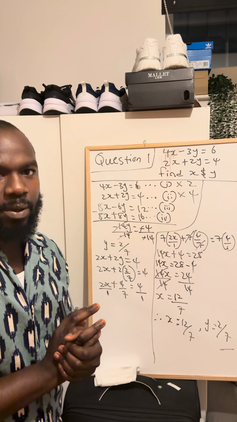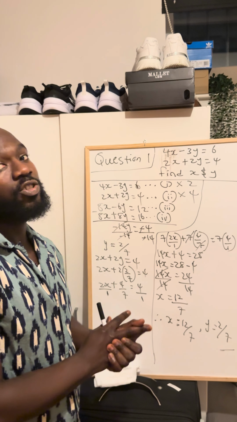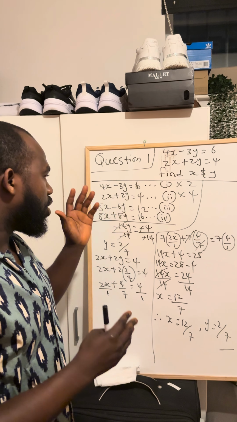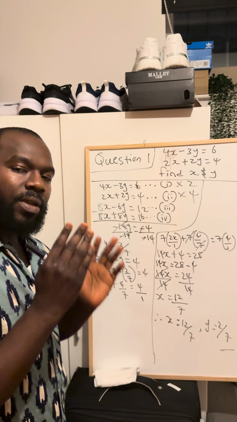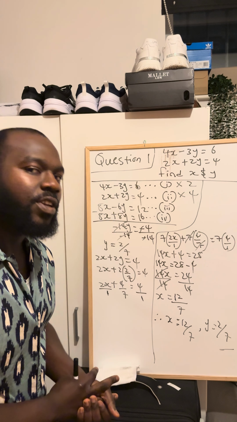Don't forget what I said from the beginning of the class. When eliminating, you can choose to eliminate x or you can choose to eliminate y. And how do you do that? When you want to eliminate x, use the coefficient of x to multiply both sides of the equation. If you want to eliminate y, use the coefficient of y to multiply both sides of the equation.